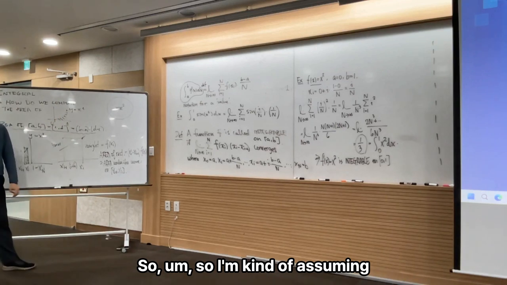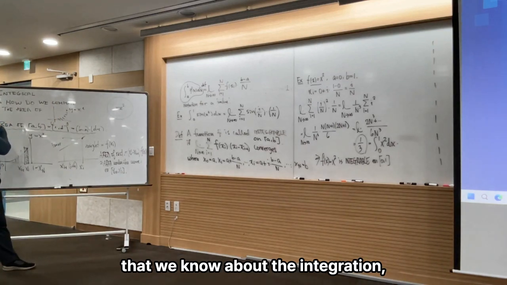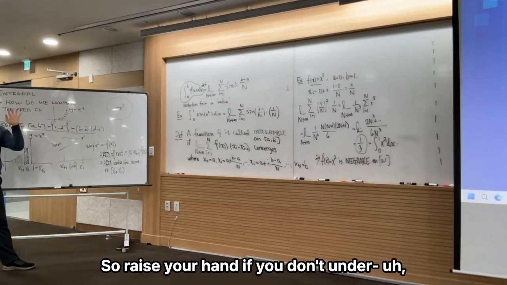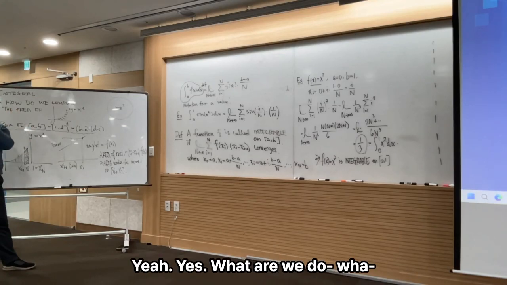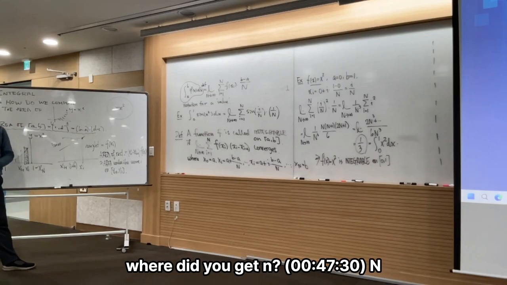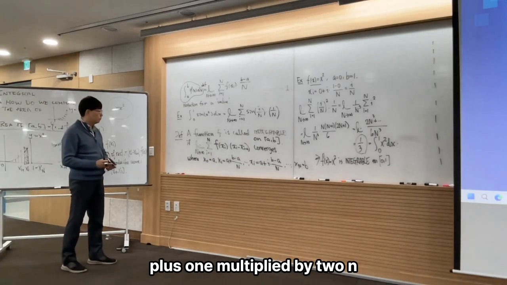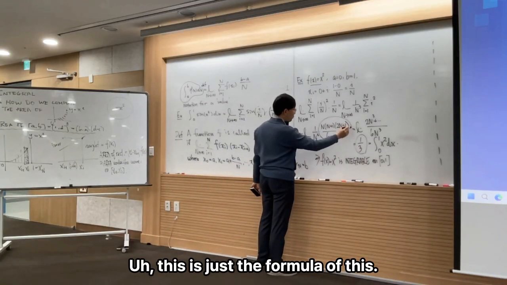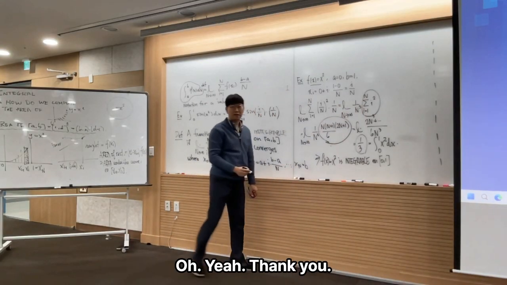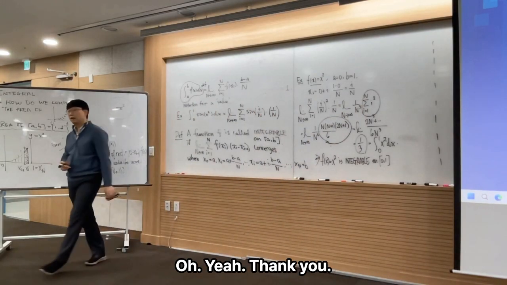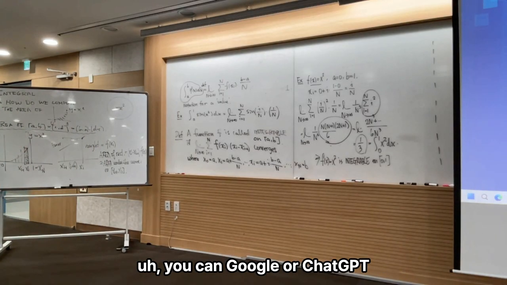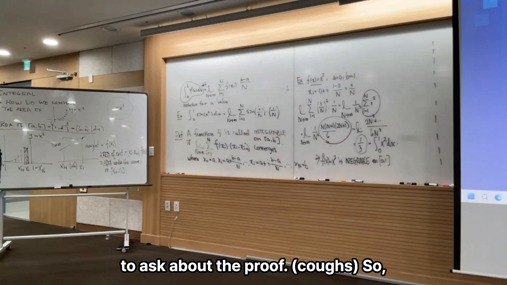I'm assuming that we know about integration, but I still want everyone to be at the same pace, so raise your hand if you don't understand. You have a question? Yes. Where did you get n plus 1 multiplied by 2n plus 1 divided by 6? Oh, this one. I see. This is just the formula for this sum. I skipped the proof, but you can Google it or ask ChatGPT about the proof.